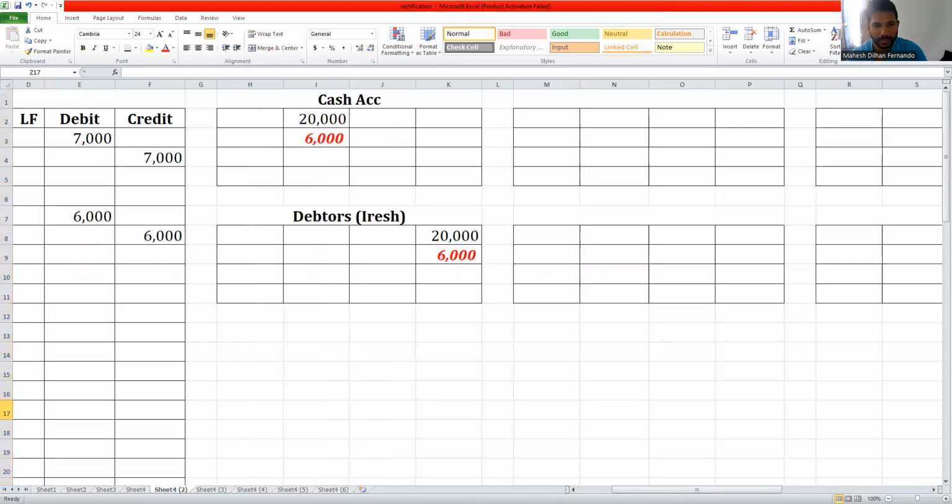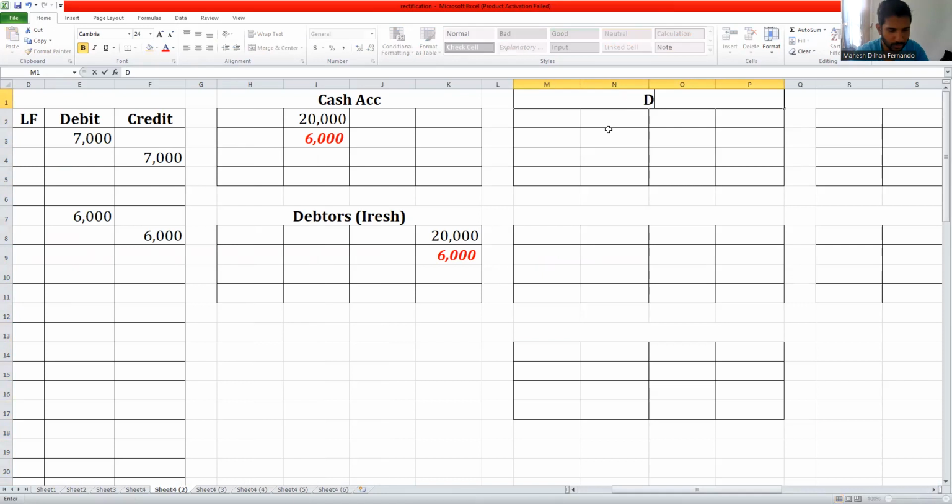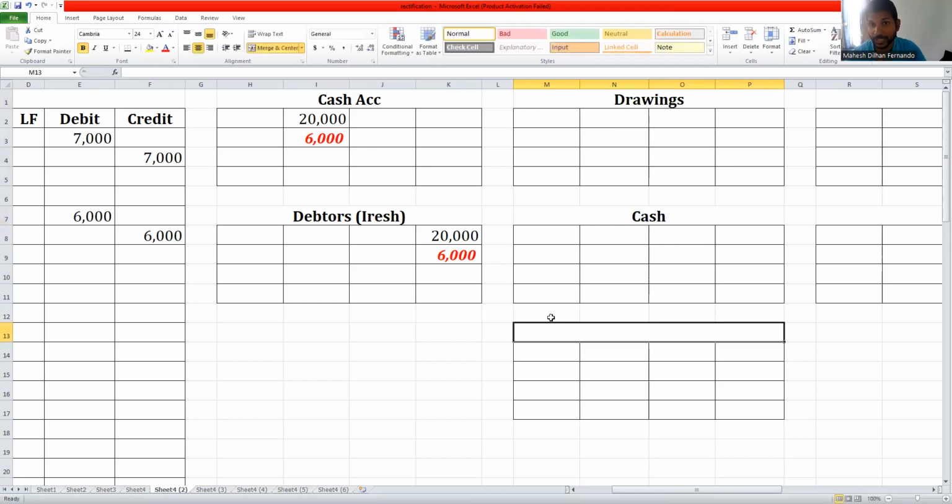Here we go. The next error, number 3. A drawing made by the owner valued 15,000 was recorded as salaries of the business. Now look at the third. To record the drawings, we need these two accounts: drawings and cash. These are the two accounts we need to record the cash drawings. But what we have done, the drawings made by the owner has been recorded as salaries. Again, salaries account debit 15,000, cash credit 15,000.